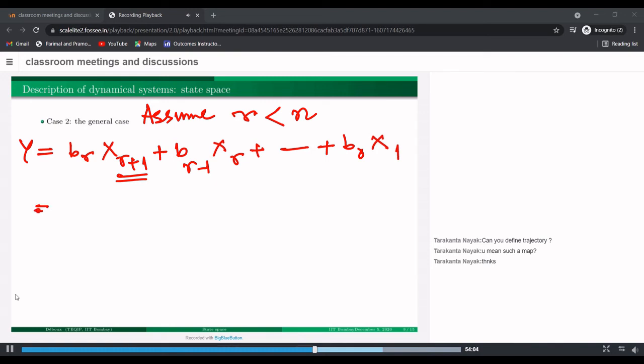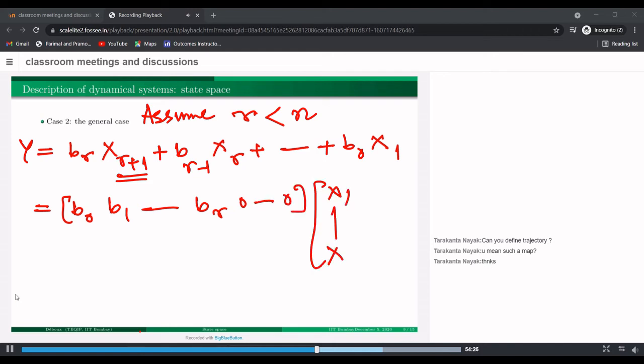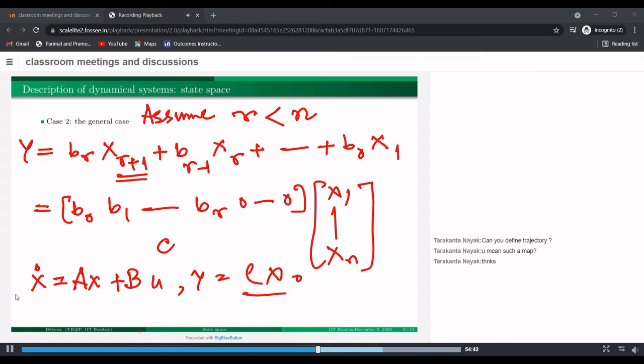So of course this can be written as initially some zeros and then some b's. Sorry, my bad, it's the other way around. I start with b0, then b1, up to br, and then I have zeros, into x1 up to xn. If I now define this as my matrix C, then together, once again, I have x dot equals Ax plus Bu and y equals Cx, provided this is true.